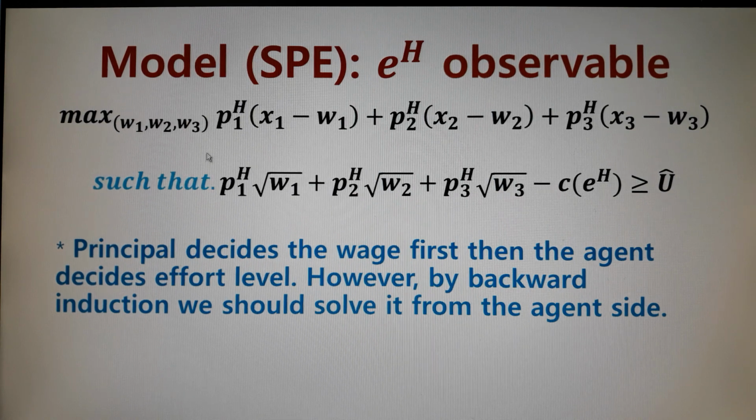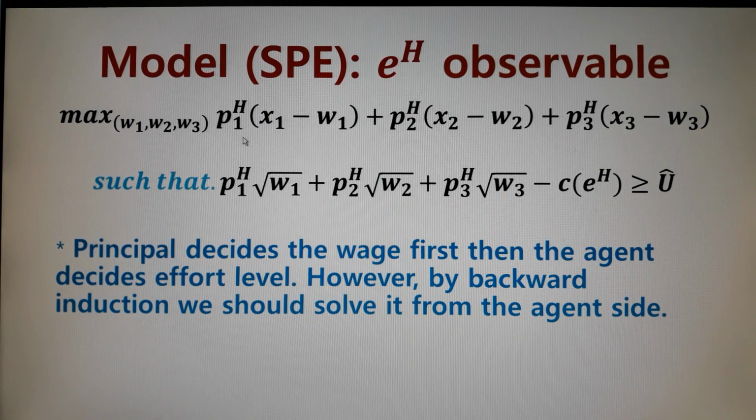So the principal has to satisfy this condition, then the principal should maximize the profit. What is the profit? Profit is the profit minus wage. Like the net profit would be like that. So X1 is the general profit minus W1. W1 is the wage when the result is X1. So this is the net profit for the case when X1 happens.